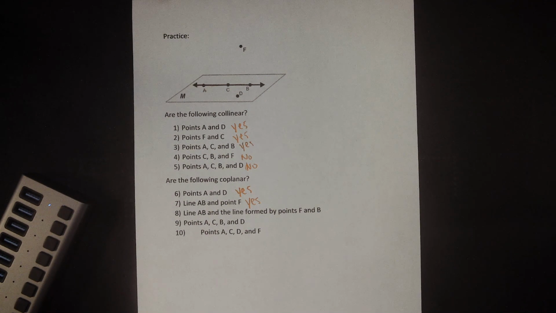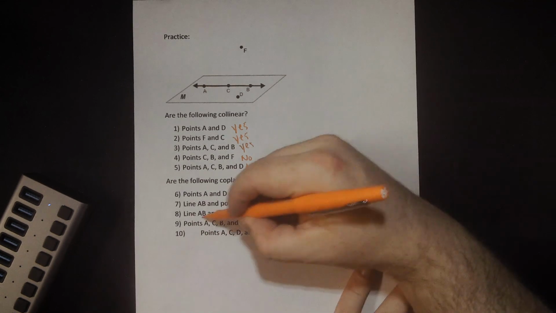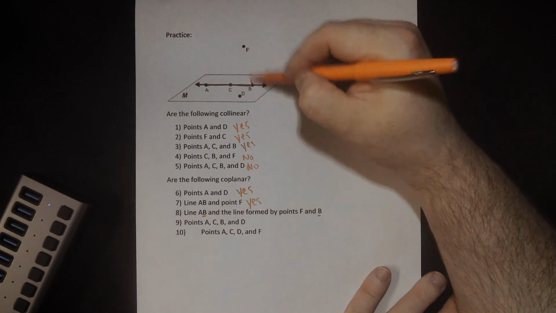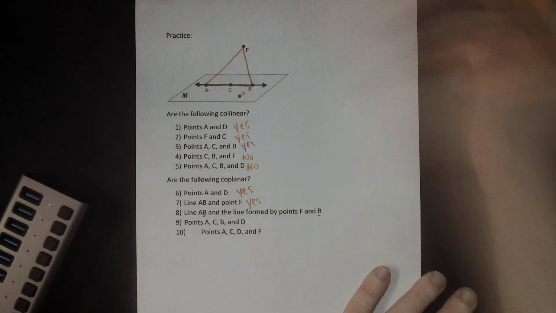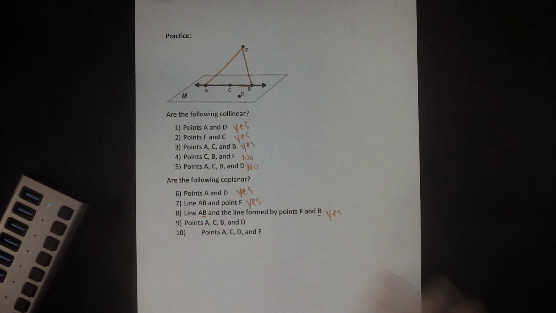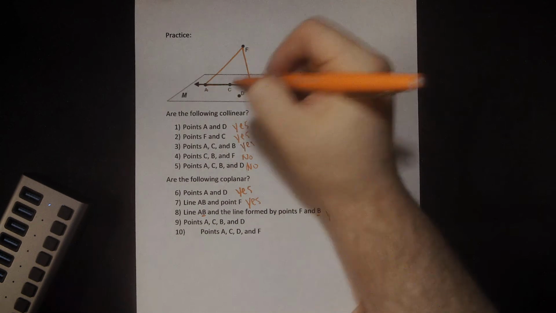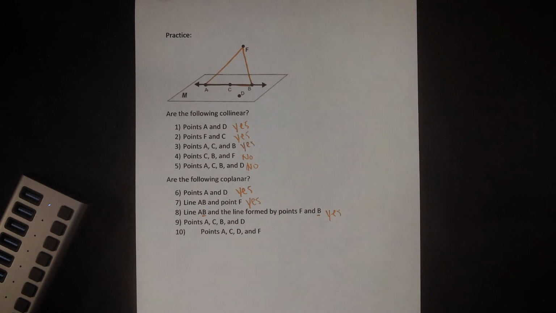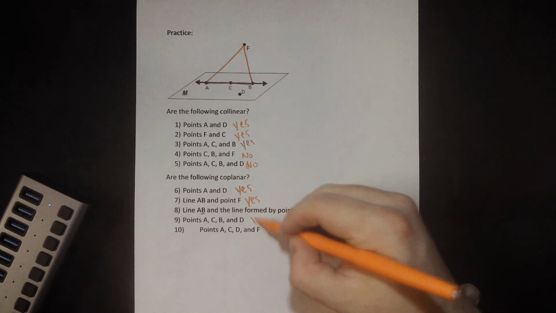A line AB, and a line formed by F and B. Well, once again, I just said that if they intersect, they're going to be coplanar, and you can also see it forms kind of a semi-triangle like that. So we get a yes on that one. A, C, B, and D, well, they're all contained. Here's A, C, B, and D. They're all contained on this plane. So the answer to that would also be yes.